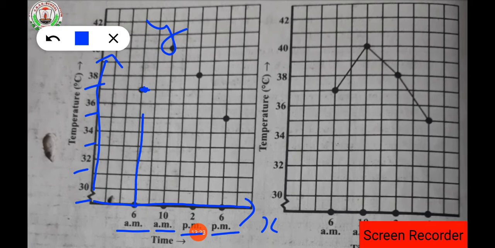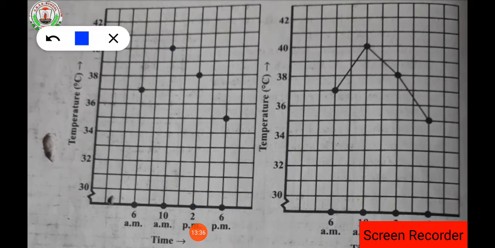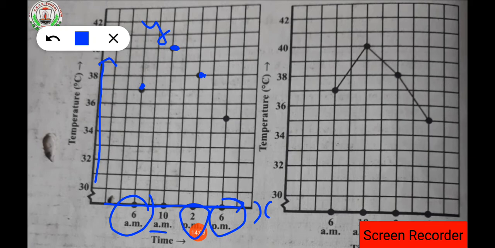This one is the x-axis, this one is the y-axis. So at 6 am the temperature of the city is 37. Then at 10 am the temperature is 40. Making the dot over there, that is why it is called a linear graph; you will understand soon why. Then at 2 pm the temperature is 38. Then at 6 pm the temperature is 35. So have you got the temperature according to the time in the graph?